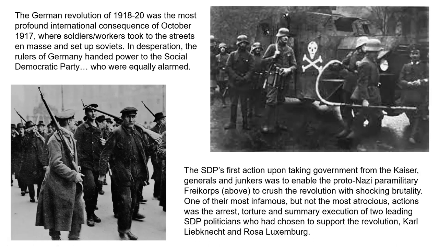And then there's the Spartacist rising in 1919. There's also the Munich rising in 1919, Munich Soviets set up, and then in 1920 there's a big revolution in the Ruhr Valley, but it's pretty much all subsided at the end of 1920. But once again, in all of these events, you have workers and soldiers taking to the streets en masse and setting up Soviets.